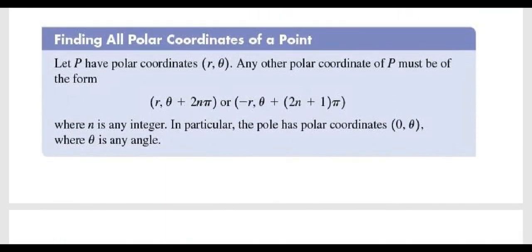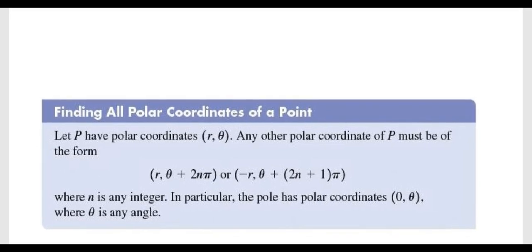Now, you can get more generic with finding all the polar coordinates. Notice that the positive rotations were adding even multiples of pi.